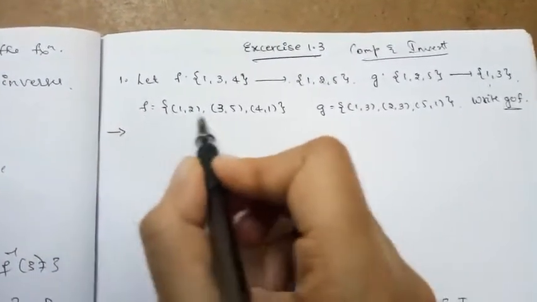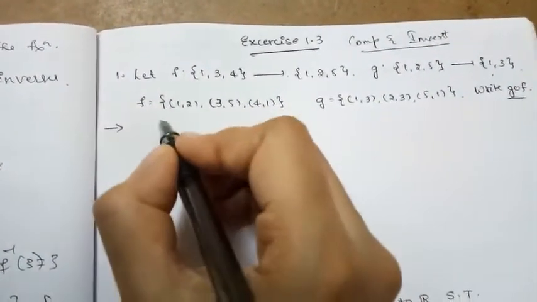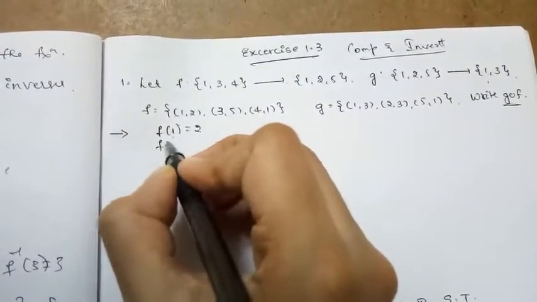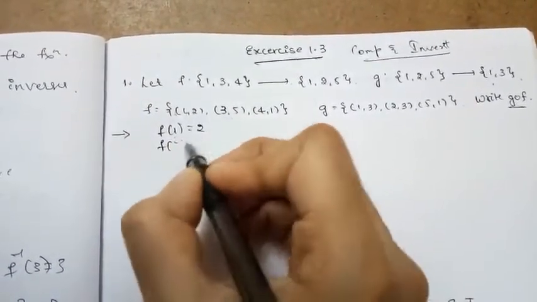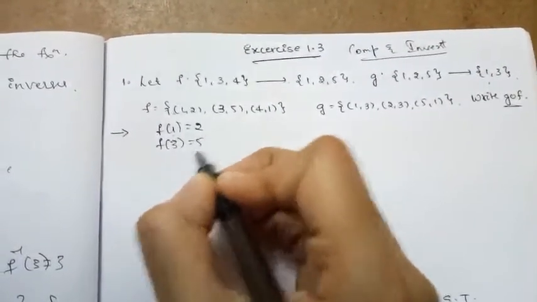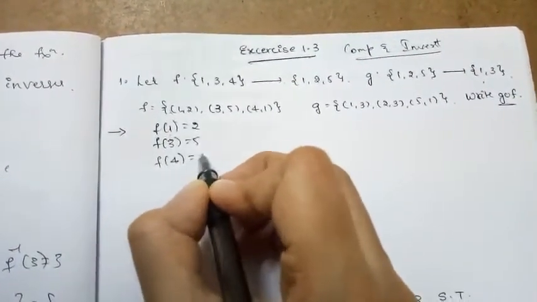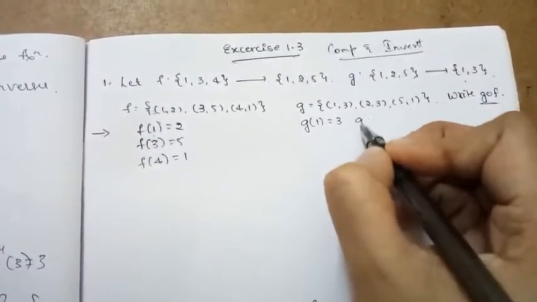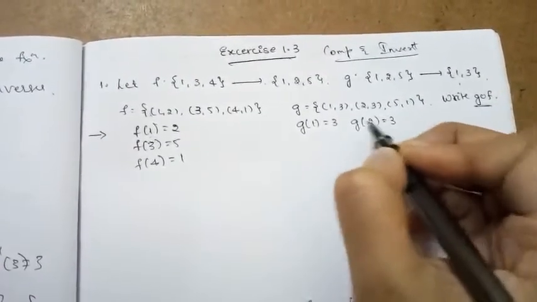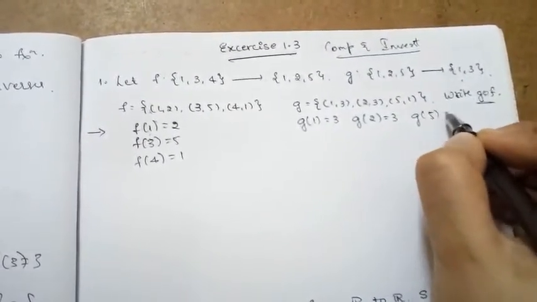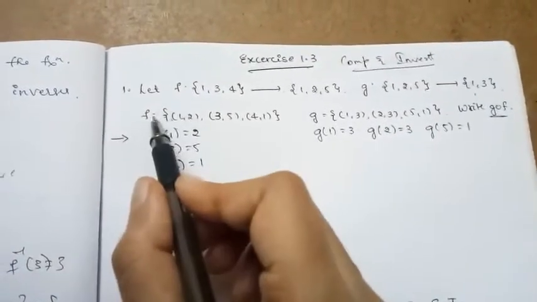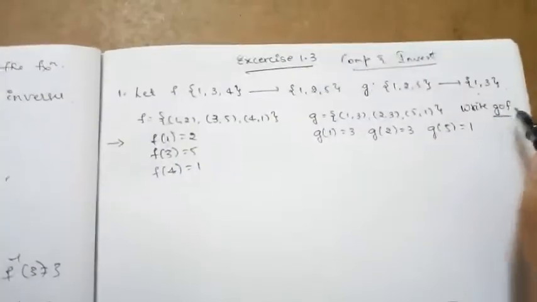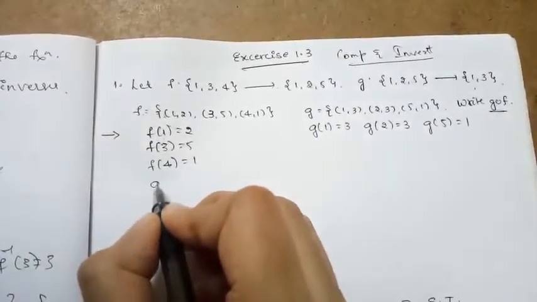If the function is given as ordered pairs, what does that imply? f of 1 is equal to 2, f of 3 is equal to 5, and f of 4 is equal to 1. Similarly, g of 1 is equal to 3, g of 2 is equal to 3, and g of 5 is equal to 1. This is the meaning when the function f or g is given in the form of ordered pairs. Now they have asked us to find gof.